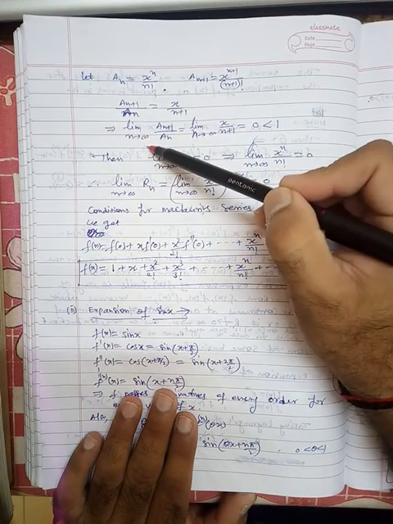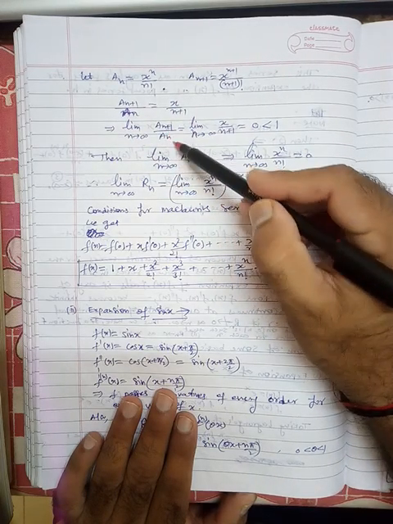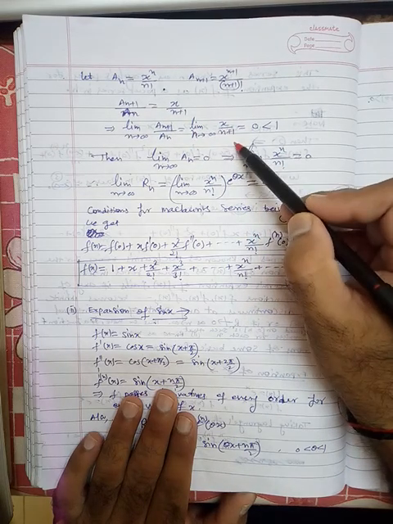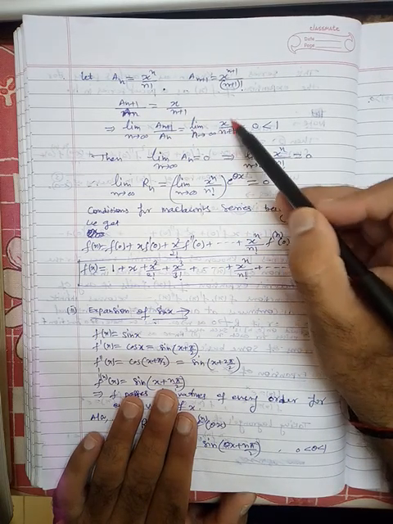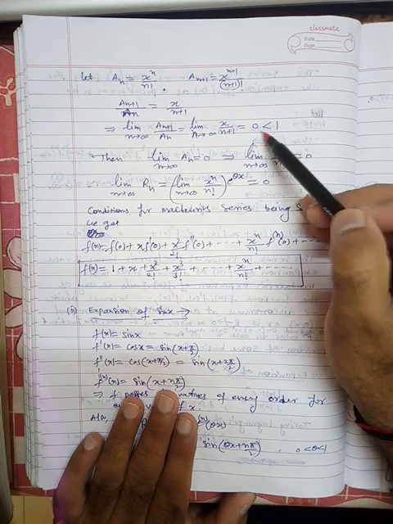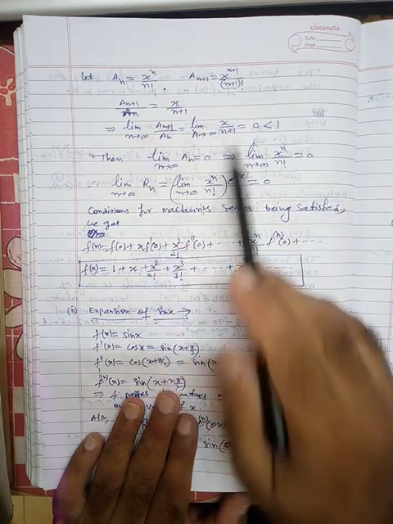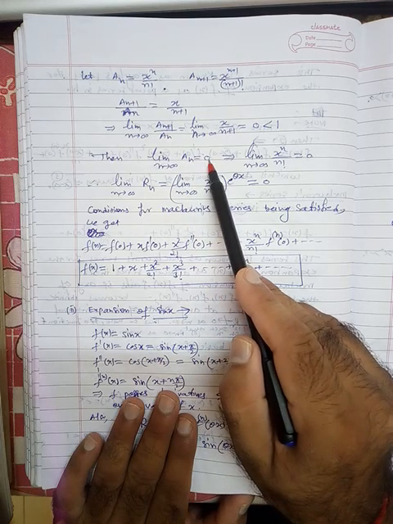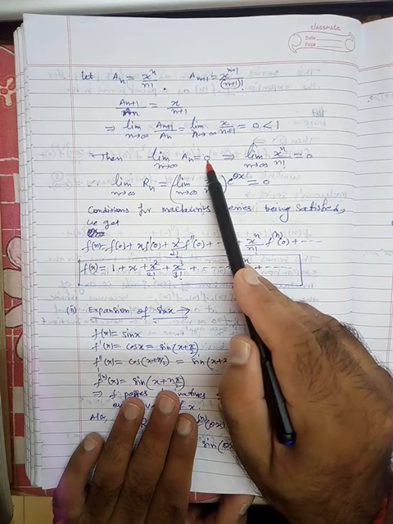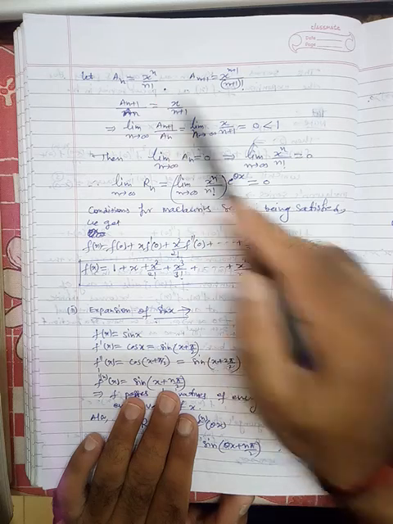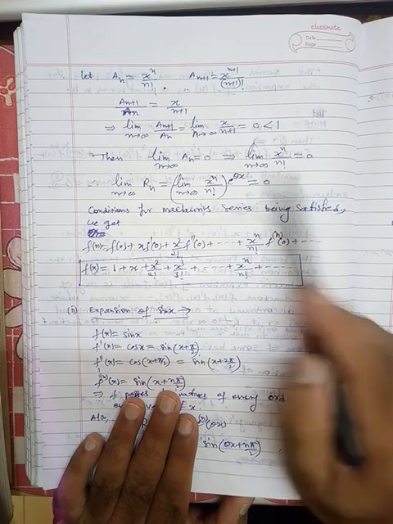Now take the limit n tending to infinity. So the limit of An plus 1 divided by An will be the limit n tending to infinity of x upon n plus 1. Since x is a real value and n tends to infinity, this will be 0. So this is less than 1, and hence we can say that the limit n tending to infinity of An will be 0. Since An will be 0, this x raised to the power n divided by factorial n, when n tends to infinity, will be 0.